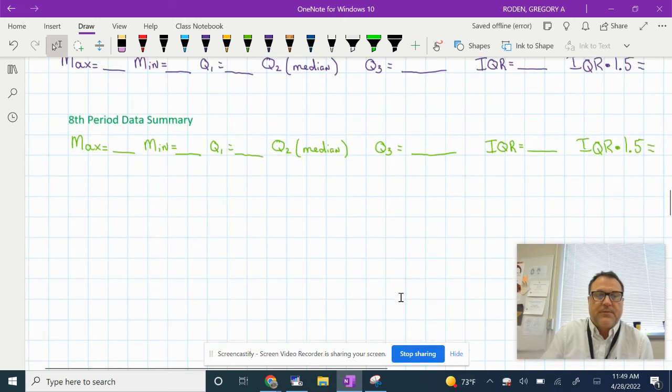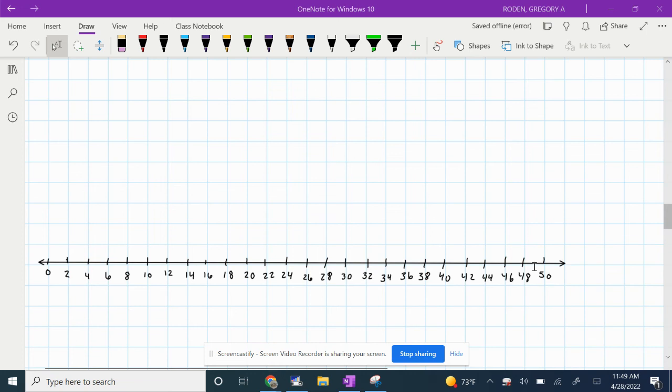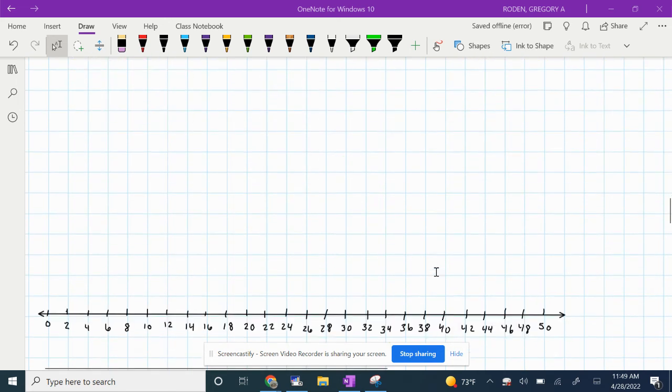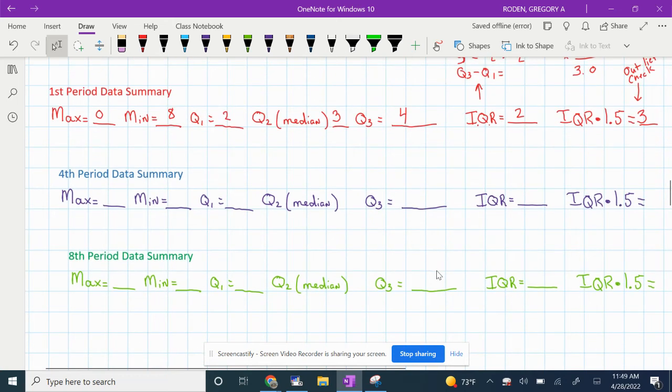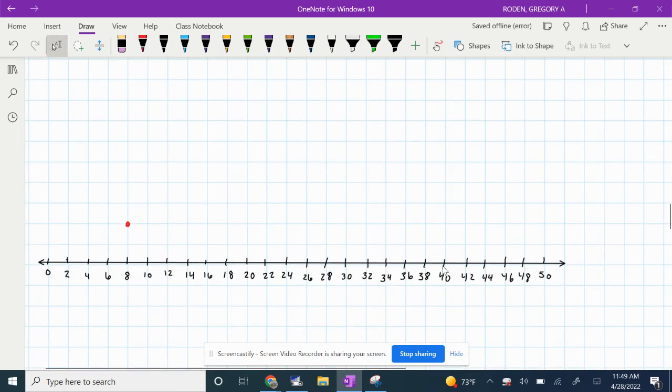First of all, I'm going to go down and get rid of my face here. Then I'm going to graph the minimum. It looks like my minimum is 8, so I'm going to graph the point 8 and put a point here. This is my lowest point. And then what I normally like to do is graph the Q2 first. Q2 is 3.